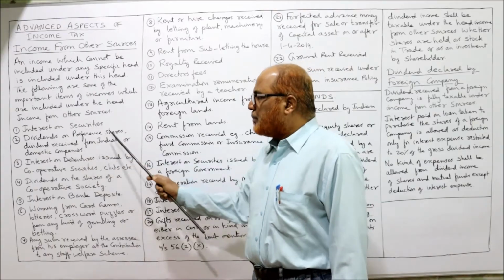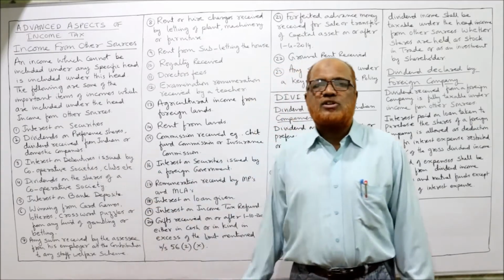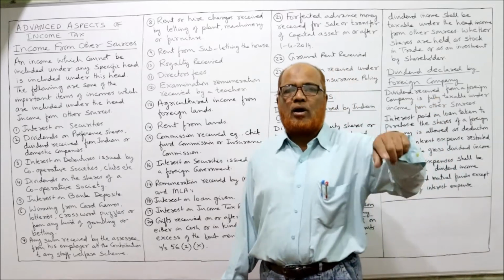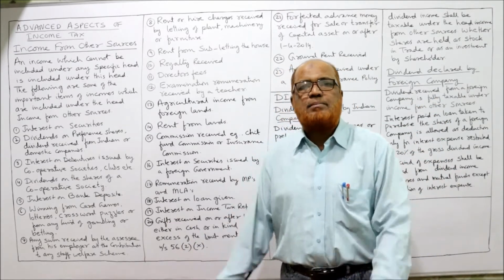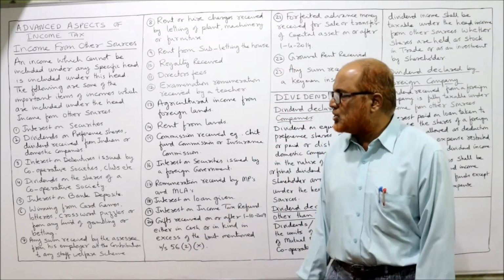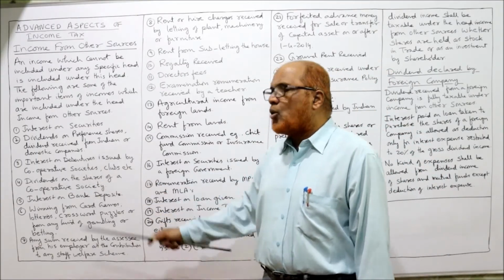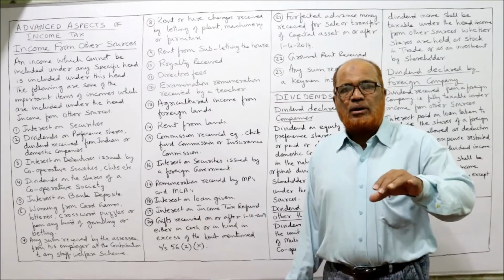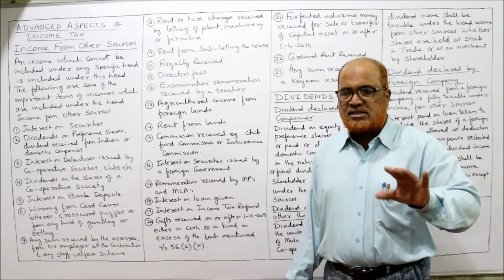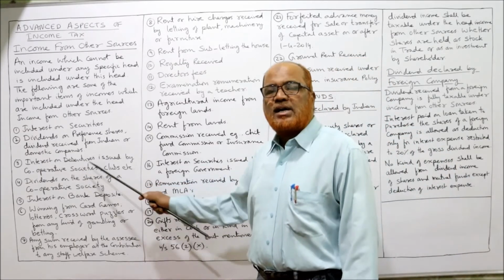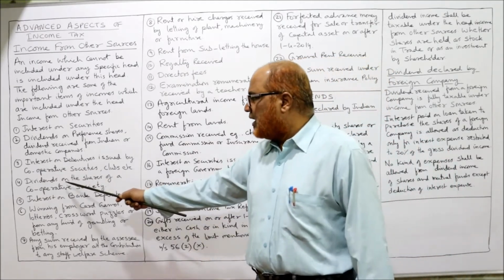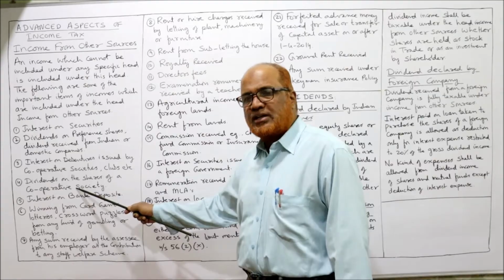Secondly, dividend on preference shares, dividend received from an Indian or domestic company. Any dividend received either from the Indian company or from a foreign company is taxable under income from other sources. Interest on debentures issued by cooperative societies: if the interest on debentures is received from a cooperative society or clubs, then also it is taxable under income from other sources. Dividend on shares of cooperative society.